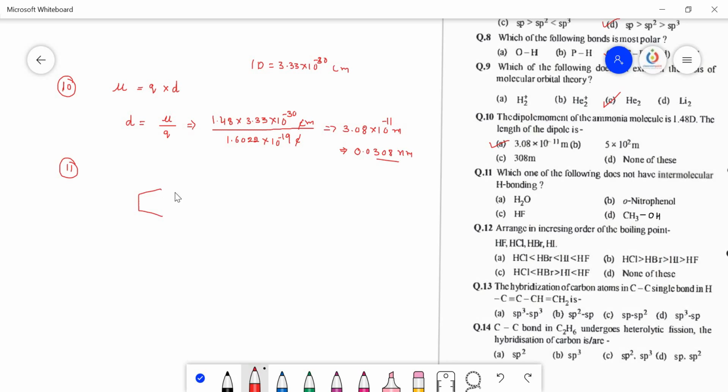I will take the structure of orthonitrophenol. In the case of orthonitrophenol, the hydrogen bond is formed between the hydrogen and oxygen of the molecule within the molecule. So this hydrogen bond we call an intramolecular hydrogen bond. So in this molecule, intramolecular hydrogen bonding exists, not intermolecular hydrogen bonding. Hence option B is correct.